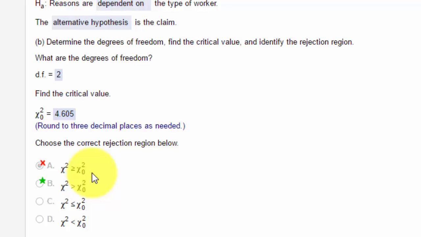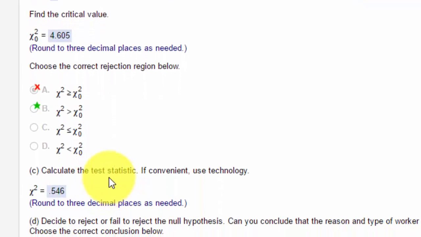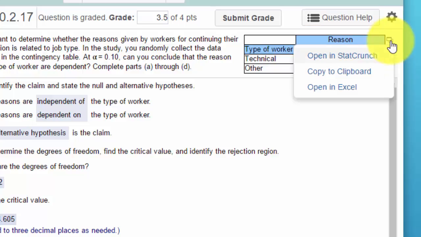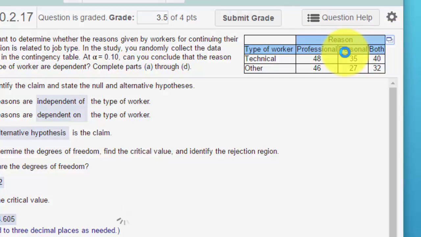You just have to remember or make a note that in chi-square, we're always looking at a right tail test, and it is in the critical area if it's greater than that value of the critical value of chi-square. Okay, let's go ahead and work the rest of the problem. They want us to calculate the test statistic, and you can do that using the formulas or Excel, and I'll try to show you one using Excel a little bit later. But I'm going to click on the little icon there. I'm going to open this in StatCrunch.